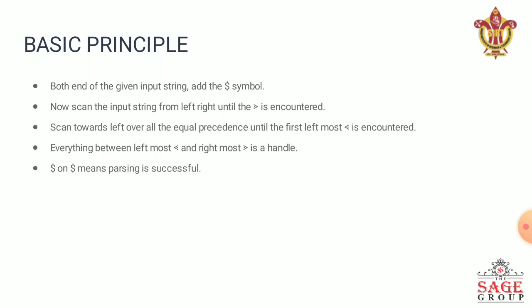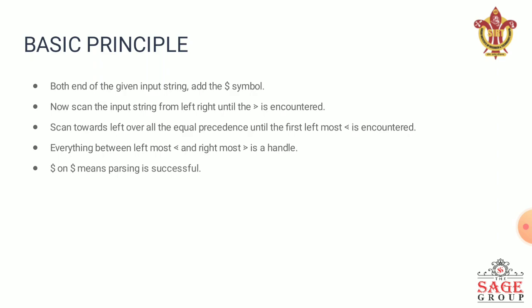Now scan the input string from left to right until the greater than is encountered. Scan towards the left over all the equal precedence until the first leftmost less than is encountered. Everything between the leftmost less than and the rightmost greater than is a handle. Dollar on dollar means parsing is successful. As we discussed in the previous parsing method, we use the same concept here.